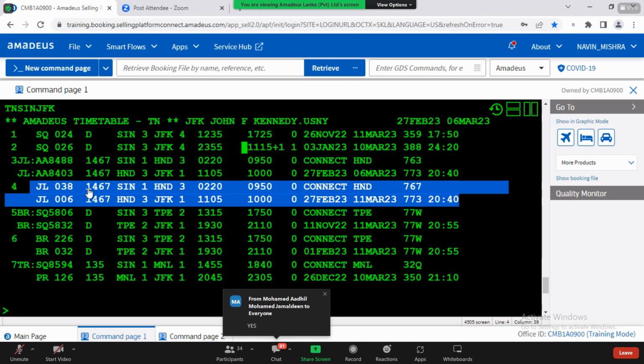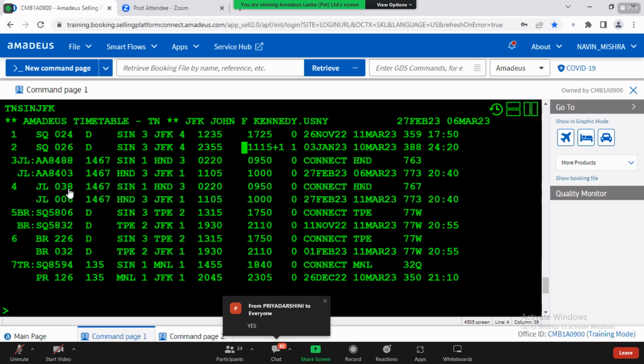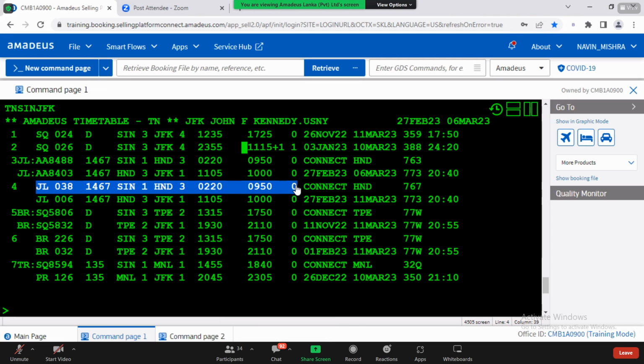Now tell me, if I give you the flight JL308, what type of flight is this? Is it a connecting flight, a non-stop flight? Tell me what type of flight this is. No, Diksha, that's not a direct flight. Look at the highlighter. It's a non-stop flight because the passenger boards in Singapore and reaches Tokyo directly. There is no stopover between Singapore and Tokyo.